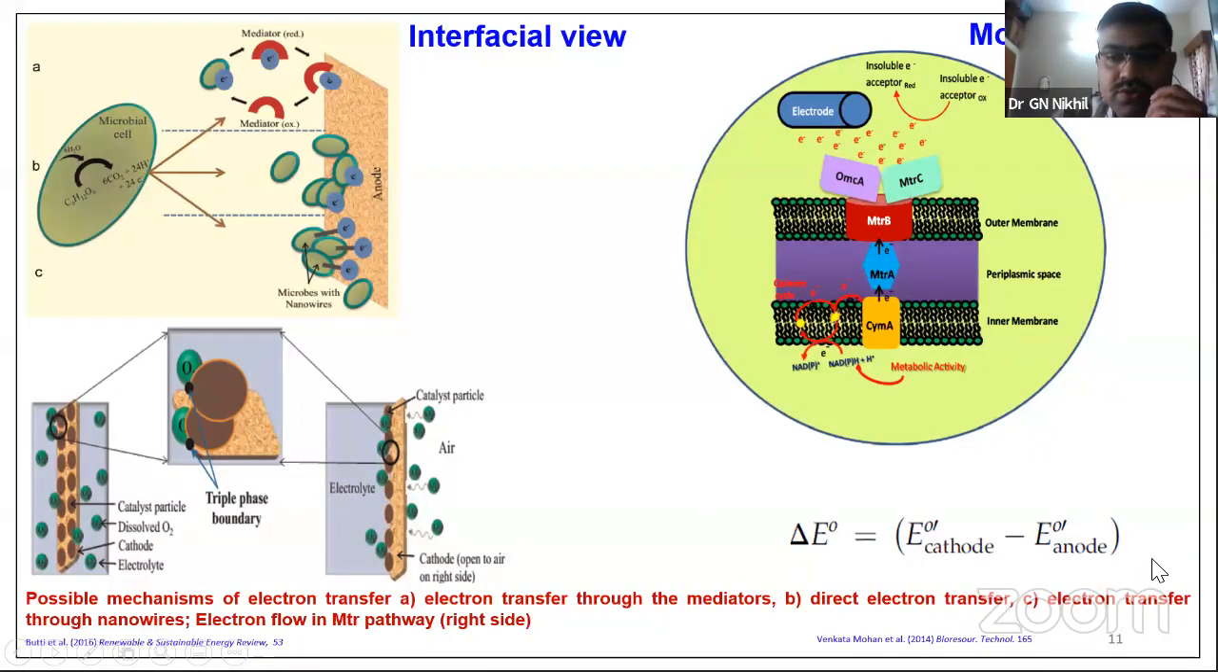So as I told, this is the driving force equation, that is delta E, the standard electrode potential, is equal to cathode potential minus the anode potential. So you should always have the cathode at the higher side and the anode at the lower side. It means that this is at the oxidizing end, this is at the reducing end. Greater the potential difference between these two electrodes, greater is the energy which you will be getting. So that's why both anode as well as cathode are equally important.